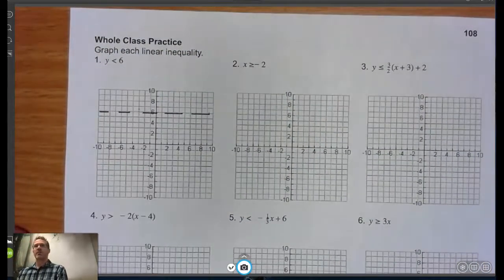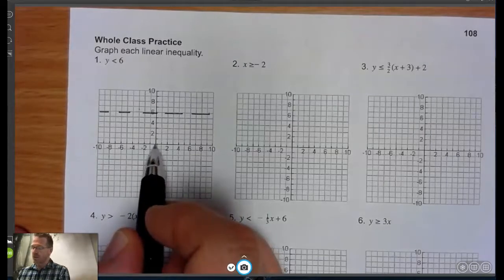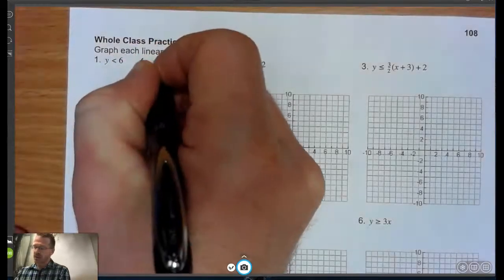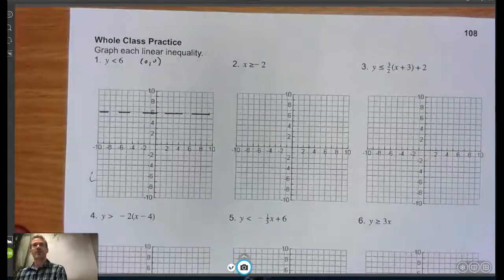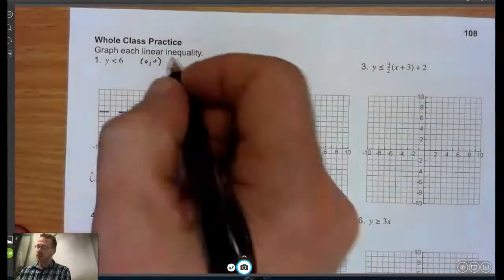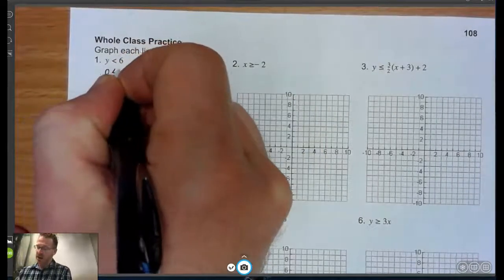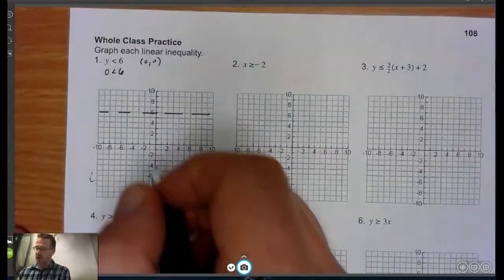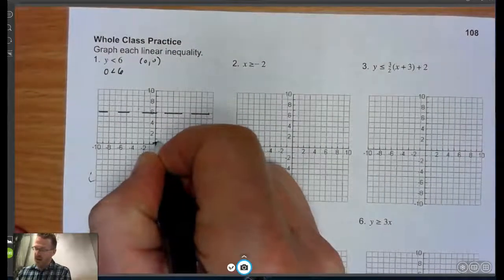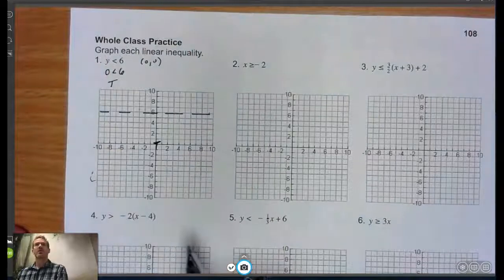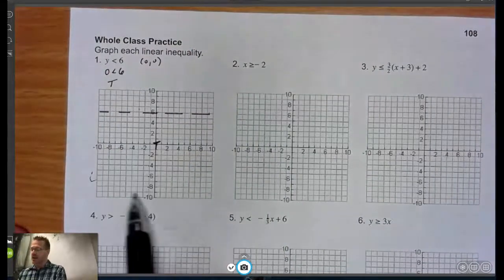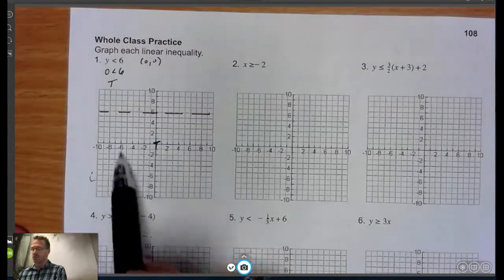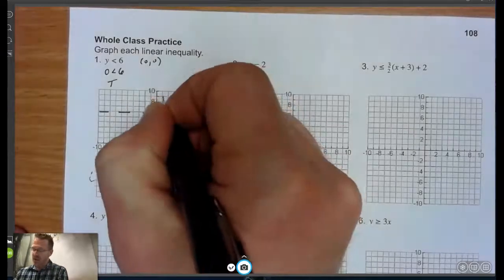Now, once again, 0, 0 is the easiest point to test. Notice in this case, I only have a y value, so I only have to plug in 0 for y, and I get 0 is less than 6. Well, 0, 0 is right here, and that gives me a true statement. So everything in this region is going to be true. Everything above the line, therefore, will be false.